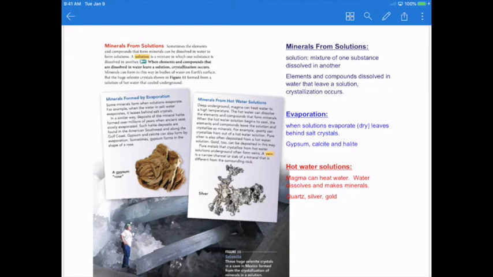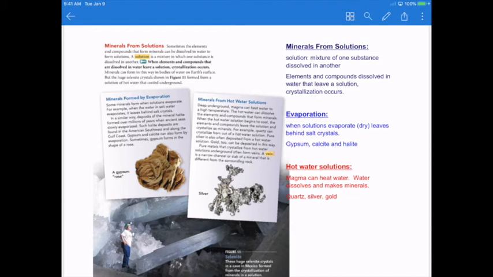Let's see, evaporation. So minerals from solutions. When solutions evaporate or dry out, it leaves behind salt crystals. A couple are gypsum, calcite, and halite. Those are a couple different types of minerals when the solution dries out.